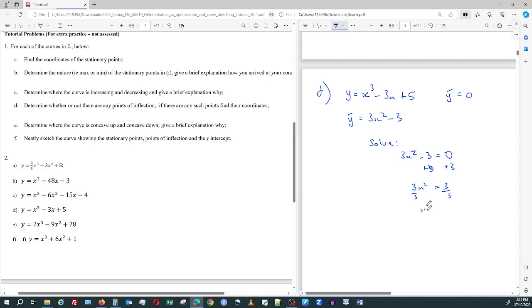So x squared is equal to 1. So x is equal to plus or minus the square root of 1, which is just plus or minus 1. So those 2 points, we expect to find the gradient m equals 0. So we could just test that at plus or minus 1. Let's see what's happening above and below. There's 1. Alright, let's test 0.